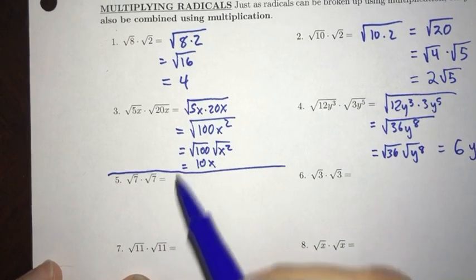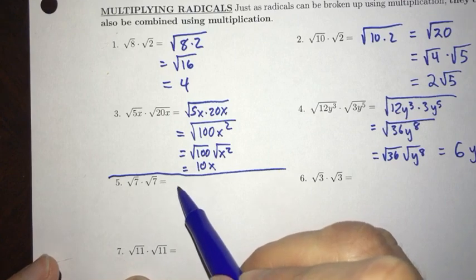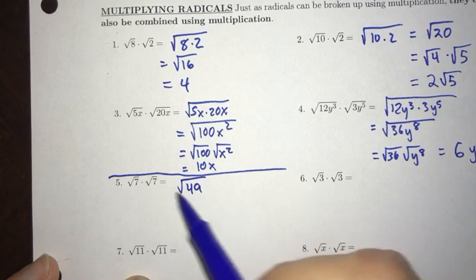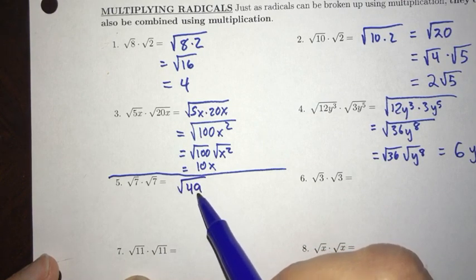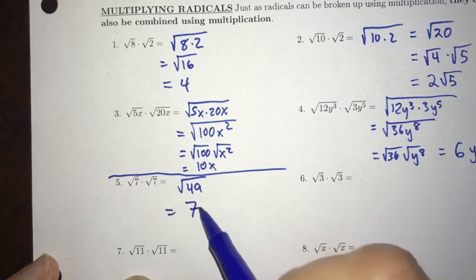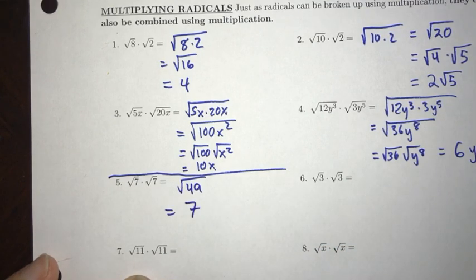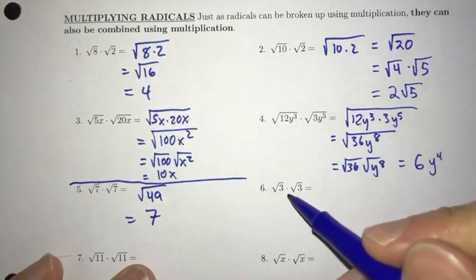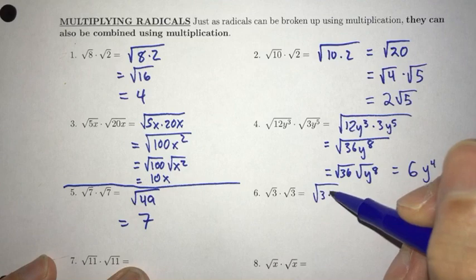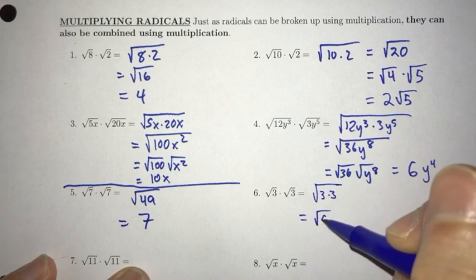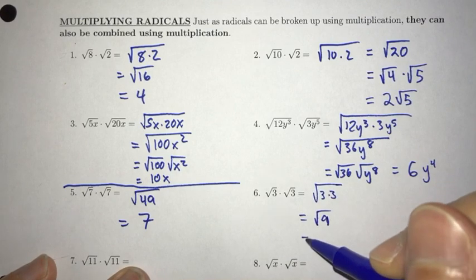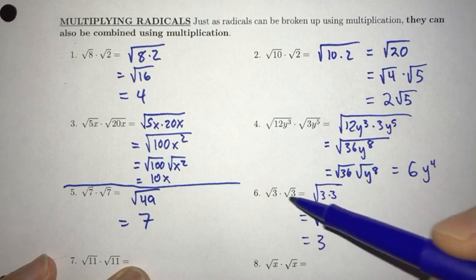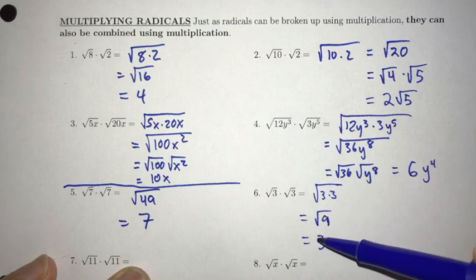Now, square root of 7 times the square root of 7, well, 7 times 7 is 49. So I can multiply them together, keep the square root there, but the square root of 49 is just 7. That's funny. Square root of 7 times the square root of 7 is 7. Square root of 3 times the square root of 3, this is the square root of 3 times 3, which is 9, right? Square root of 9. And the square root of 9 is 3. See what's going on there?